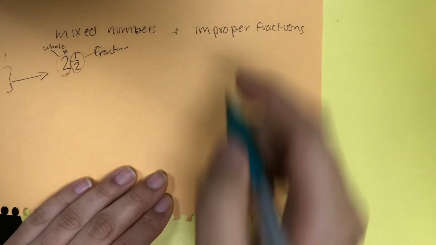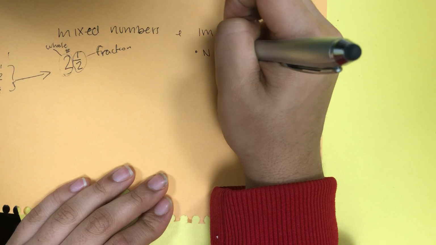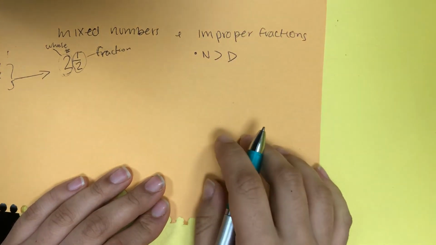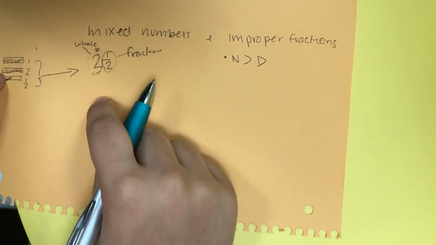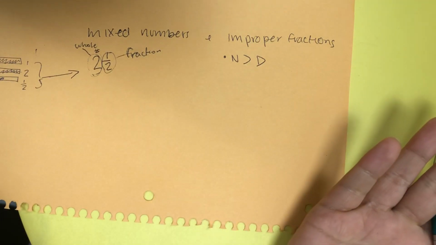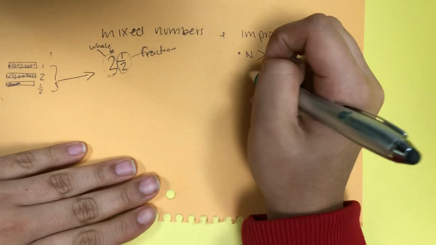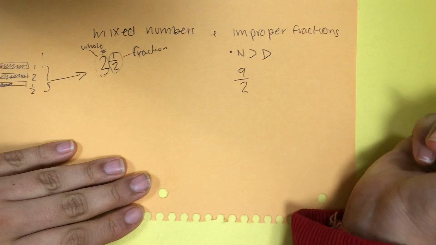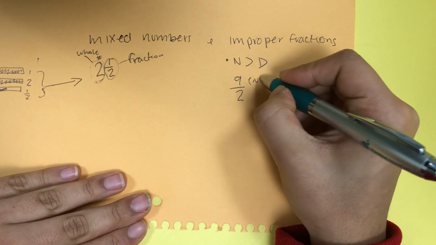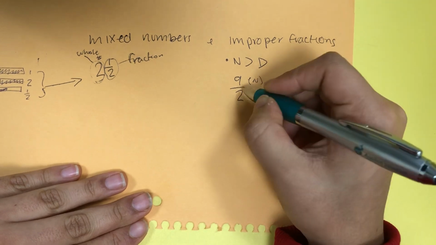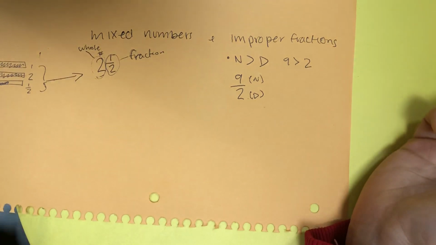With improper fractions, the key thing to know here is that the numerator is greater than the denominator. That's what an improper fraction is. So it can be the same quantity as a mixed number, but it's just written differently. That's the only thing about it. So in this case, if we have 9/2, that is an improper fraction because 9 is greater than 2. 9 is the numerator, and 2 is the denominator, and 9 is greater than 2.